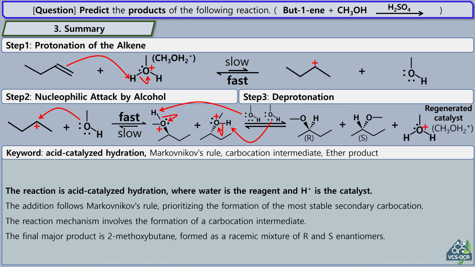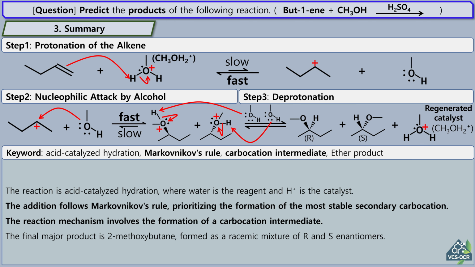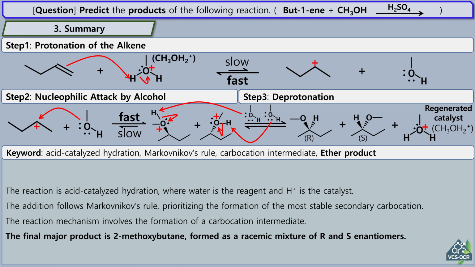Let's organize by keywords. The reaction is acid-catalyzed ether synthesis, where alcohol is the reagent and H+ is the catalyst. The addition follows Markovnikov's rule, prioritizing the formation of the most stable secondary carbocation. The reaction mechanism involves the formation of a carbocation intermediate. Therefore, the final major product is 2-methoxybutane, formed as a racemic mixture of R and S enantiomers.